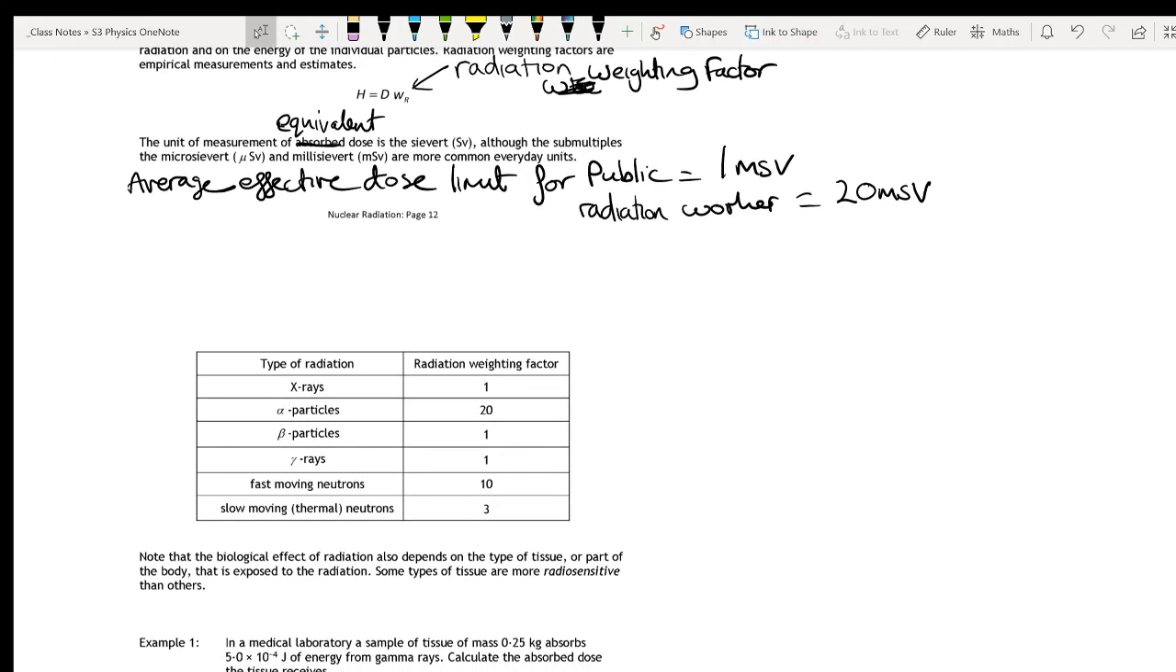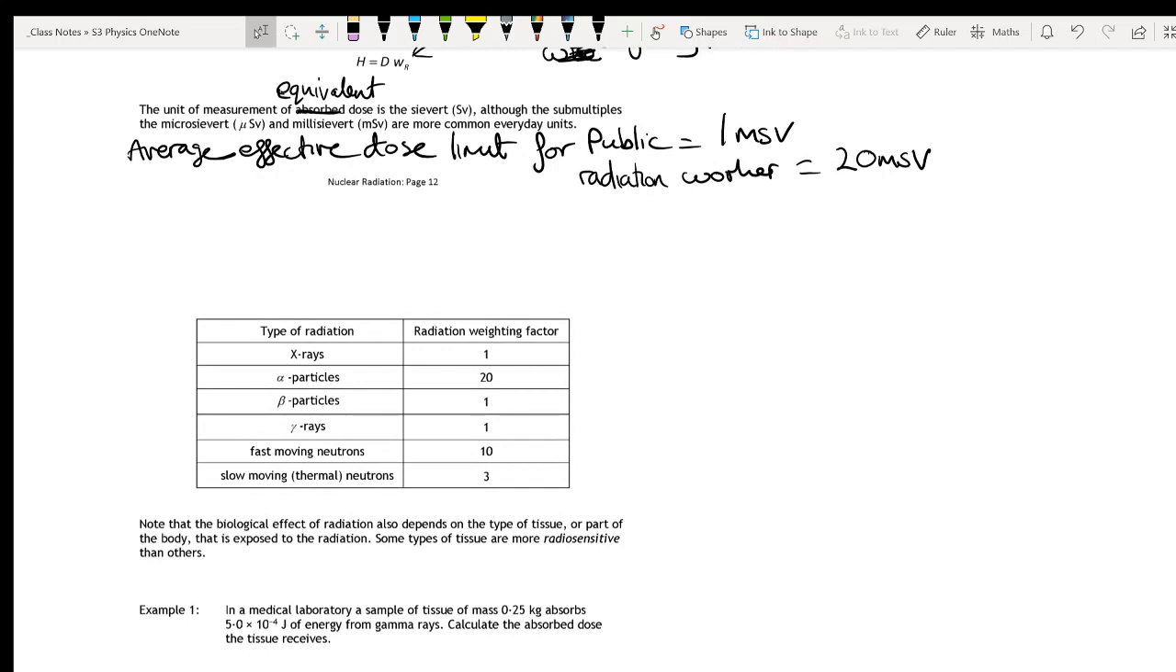So that table on the next page just shows you some radiation weighting factors. Don't worry, I'll leave that up for a little bit. So if you've written that down, you can have a read through the examples and see if you can have a go at them, but I will go through them. Has everybody copied that up? Do I need to leave it up for any longer?